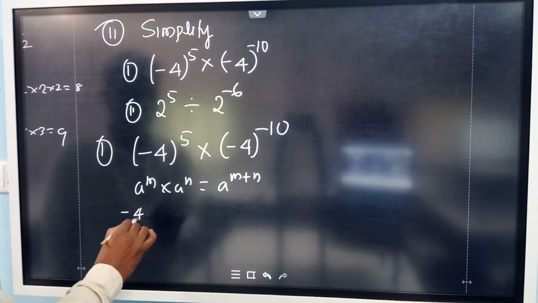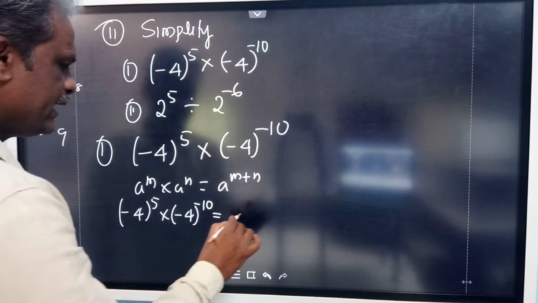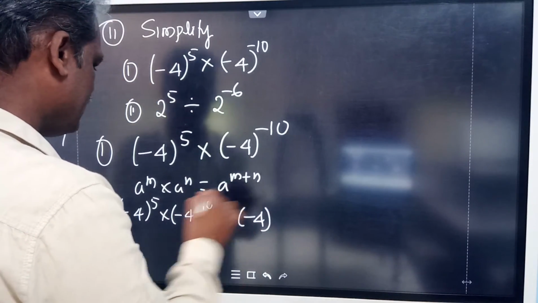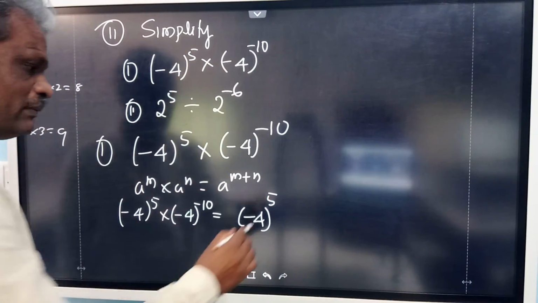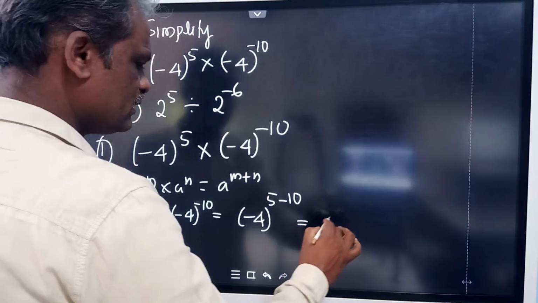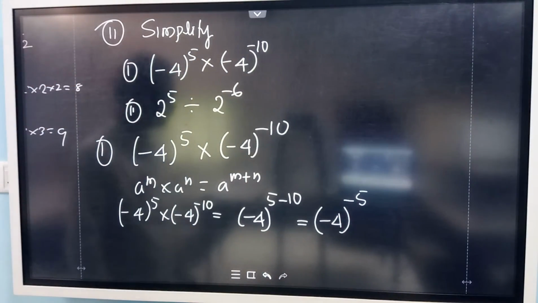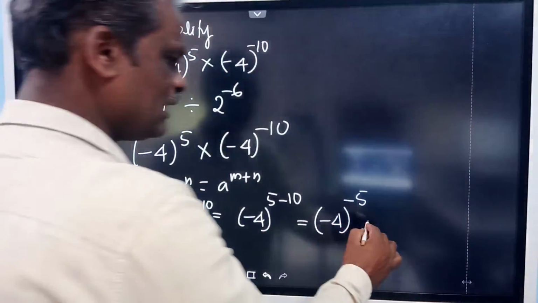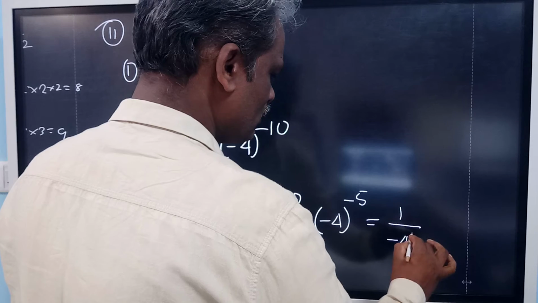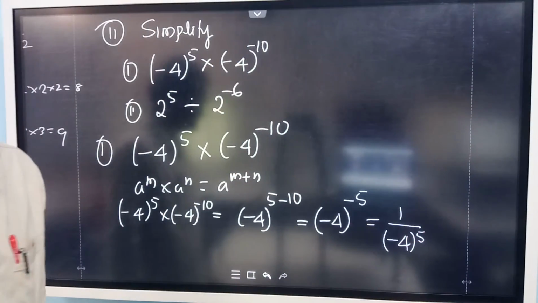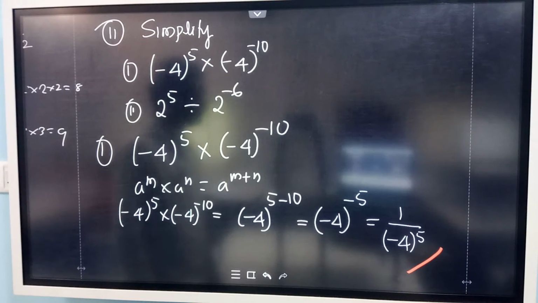So now, minus 4 all to the power 5 into minus 4 all to the power minus 10, you can add the powers. So minus 4 all to the power m plus n, that means 5 plus of minus 10, which becomes minus 5. So that becomes minus 4 all to the power minus 5. Minus 4 all to the power minus 5 means you can bring this to the denominator, negative exponent. So it becomes 1 divided by minus 4 all to the power 5. This is the solution here.